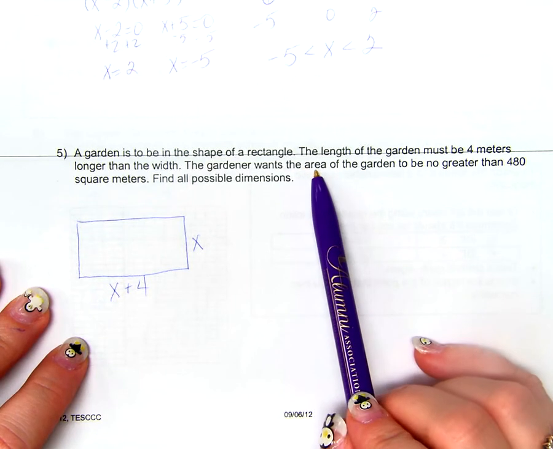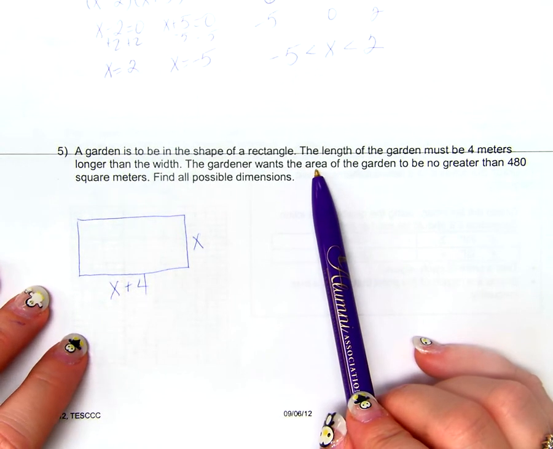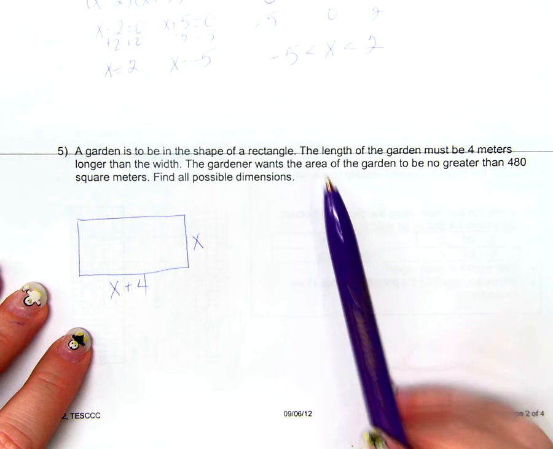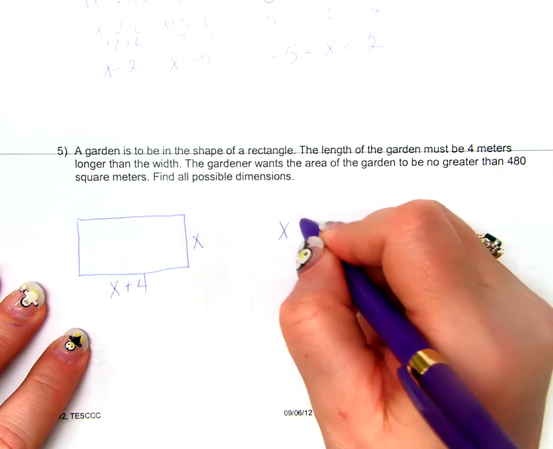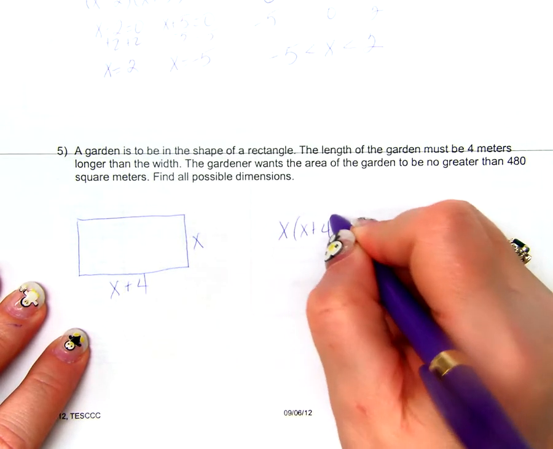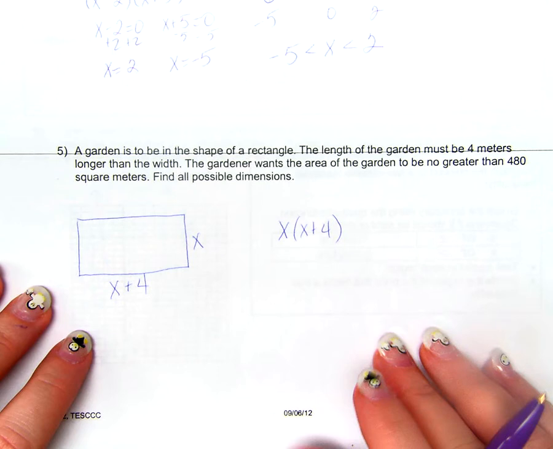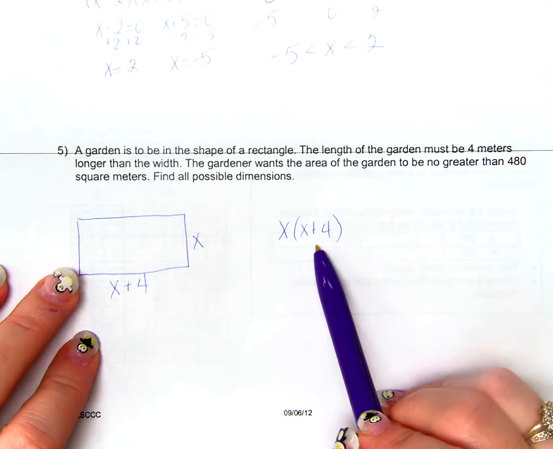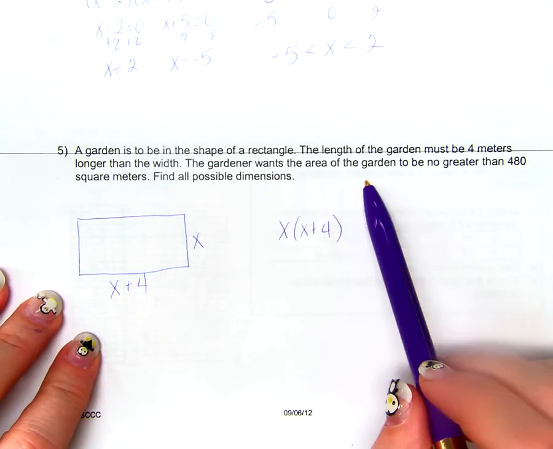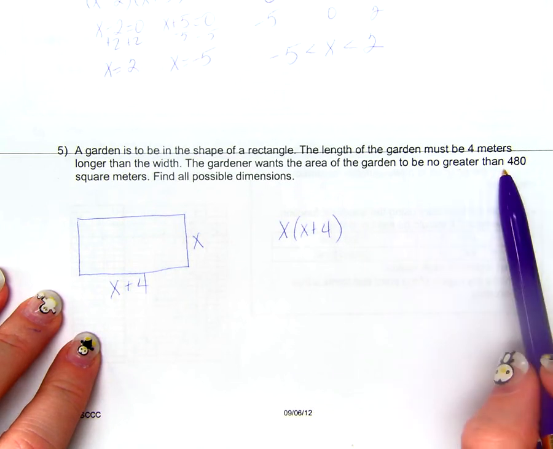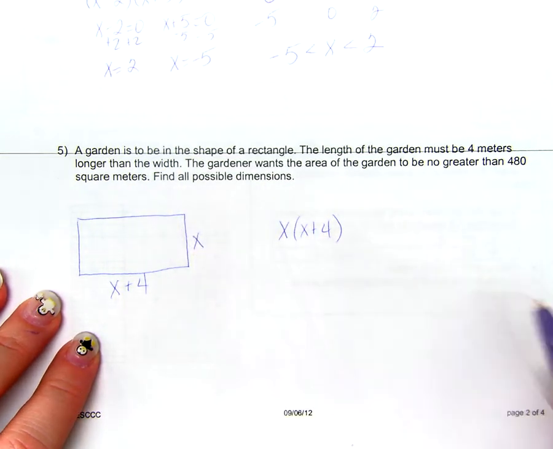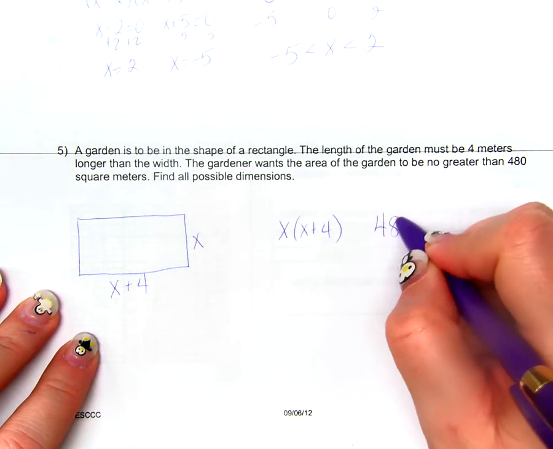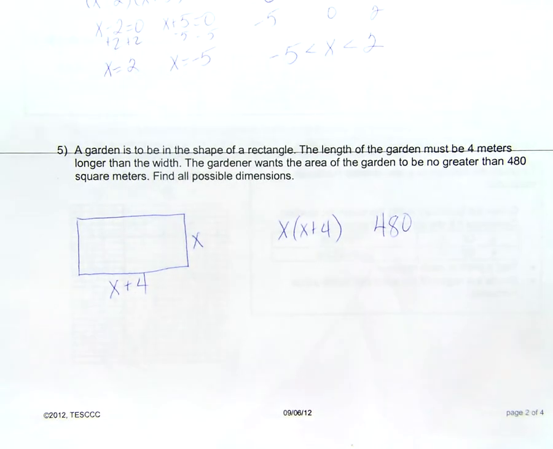The gardener wants the area of the garden to be no blah, blah. What about area? How do we find the area of a rectangle? Length times width. Width times length, same thing, right? So here's the area of this garden. The gardener wants the area to be no greater than 480 square meters. So I know these two things are related somehow. How are they related?